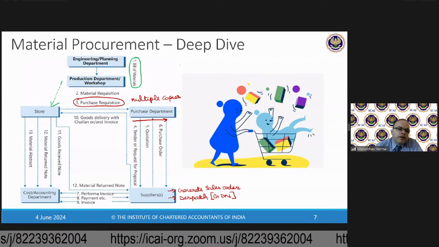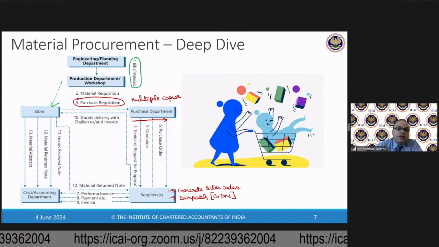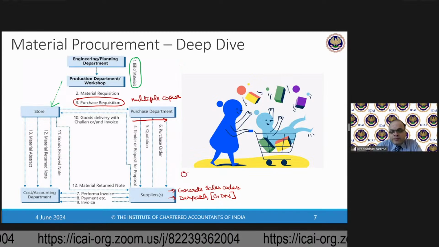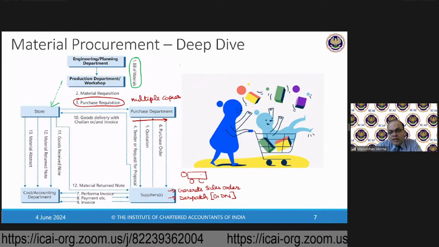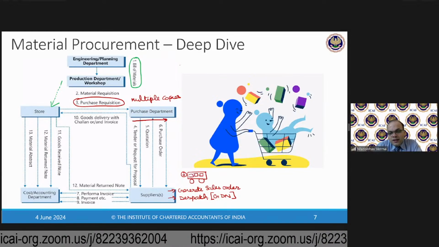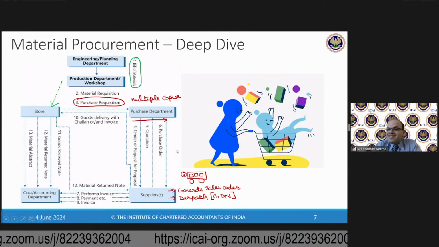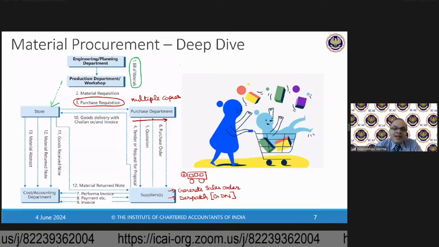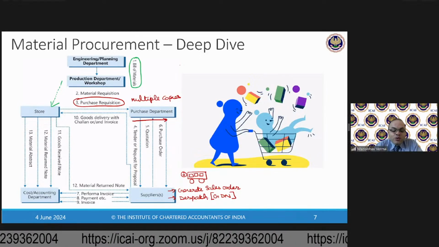Imagine this selected vendor has dispatched the goods. Let me try to make a drawing here. I don't know if it actually looks like a truck. So there are a lot of goods being loaded in this truck, and now this truck is heading towards whom? To your stores, to the purchasing organization's stores, warehouse, whatever the address that has been given. So goods are dispatched.